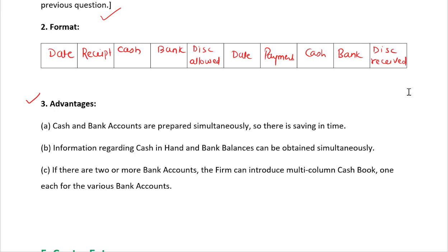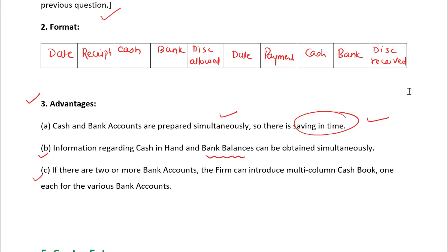Let's see the advantages. So cash and bank accounts are prepared simultaneously. So there is a considerable saving of time. Let's see point number B, that information regarding cash in hand and bank balance can be obtained simultaneously. So you will get both the information, cash in hand as well as cash at bank.